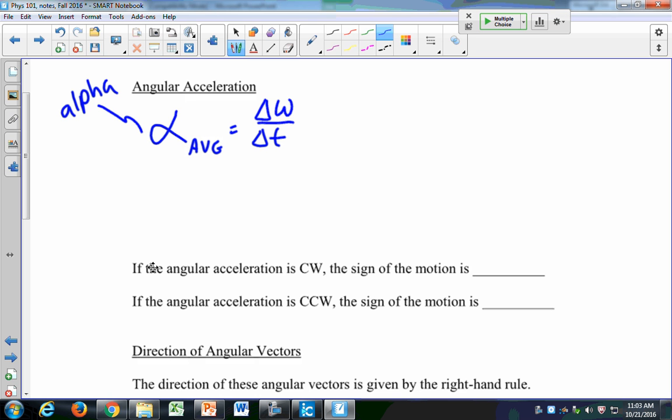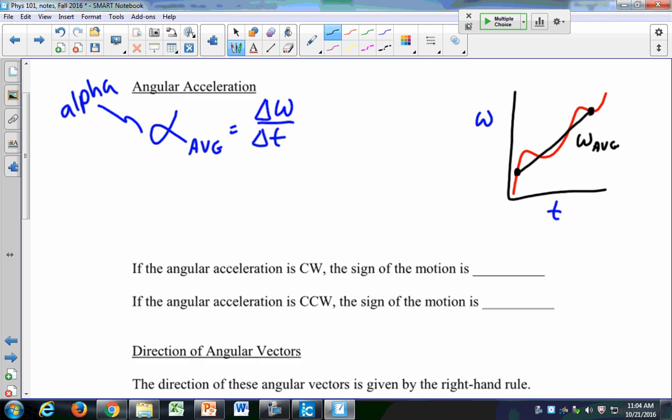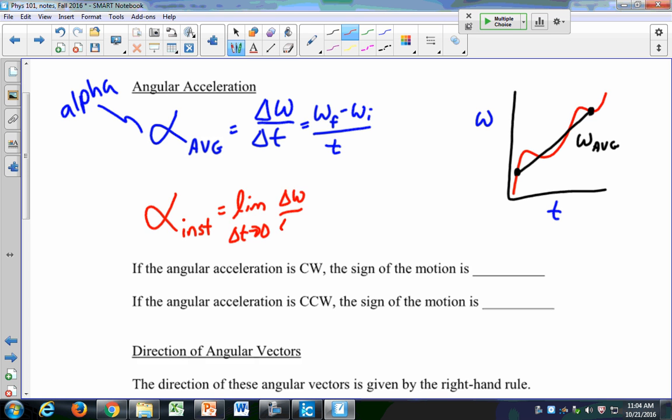Same idea as what we had before with angular velocity. If I have a plot of omega versus time, and it looks like this, the average acceleration is between 2 points. This is equal to omega final minus omega initial divided by our time. And then in a similar way as we did before, we have our instantaneous acceleration, which is the limit as delta t approaches 0 of delta omega over delta t. So you let this time interval get really, really small. That's your derivative, and that gives you your acceleration at a particular instant. It's d omega dt.